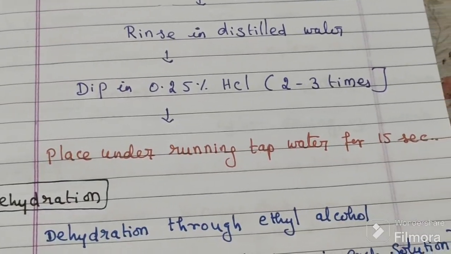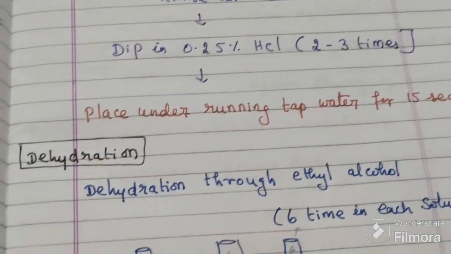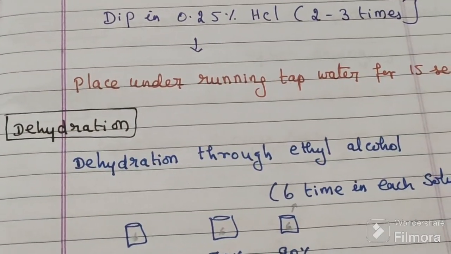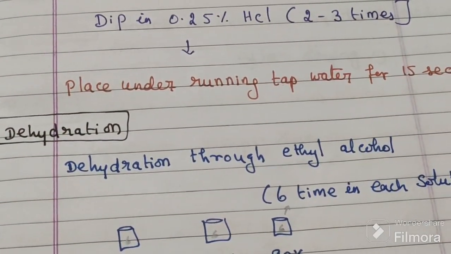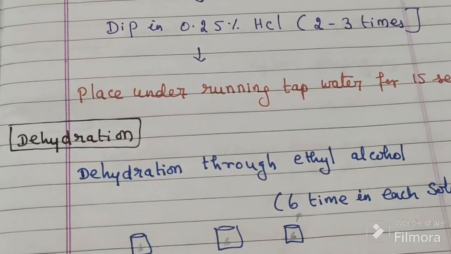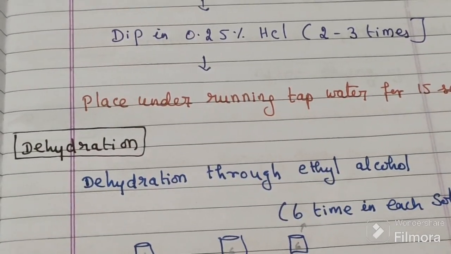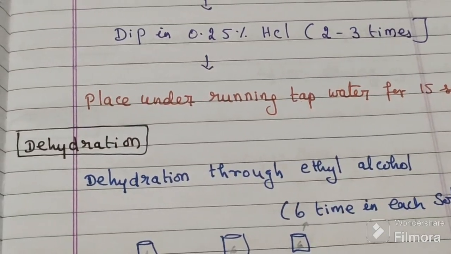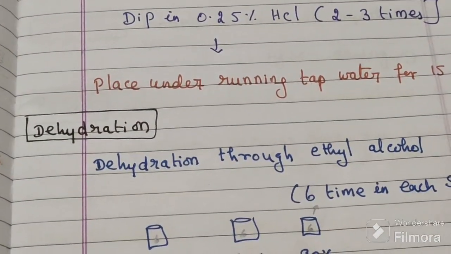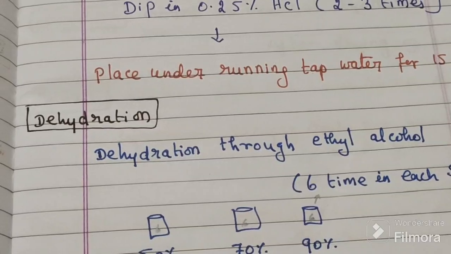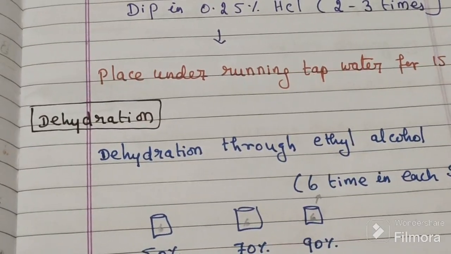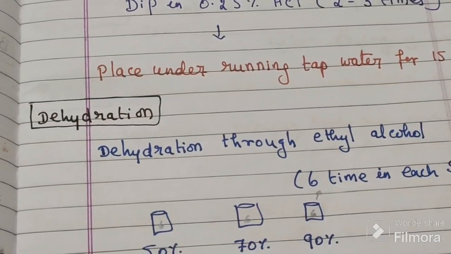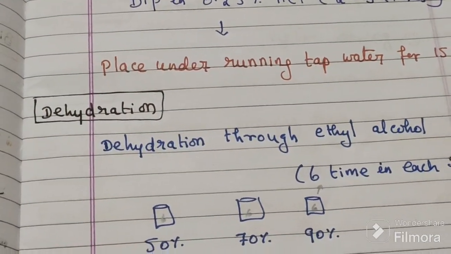Then place under running tap water for 50 seconds. Then dehydration. The dehydration process is the removal of water, since alcohol can penetrate the cell quickly and water can be easily replaced with alcohol.